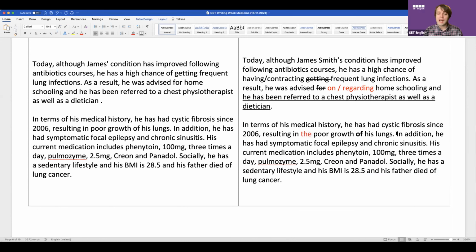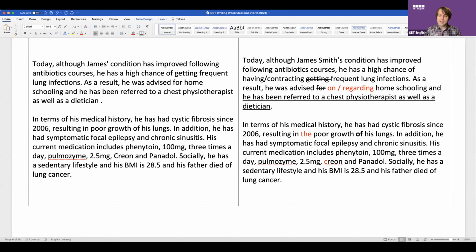So in addition, he has had symptomatic focal epilepsy and chronic sinusitis. His current medication includes blah, blah, blah, 3 times a day. Is this a brand name, Creon, or is that a generic name, guys? Do I need capitals? Generic. So no capitals then. I'll check that later. Panadol is brand. That's a brand name. So is that okay with the capital? Yeah, that one is okay. Good.